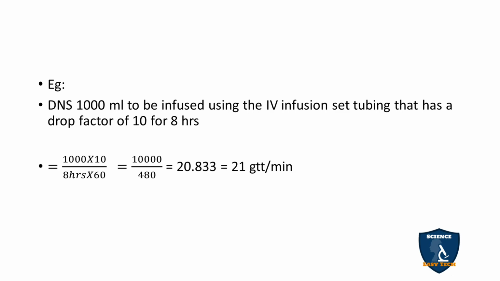Then how much time? They have given 8 hours, so here we have to convert. 8 hours, 8 into 60, is 480 minutes. So 1000 into 10 is equal to 10,000, divided by 8 into 60, that is 480. 10,000 divided by 480 is equal to 20.833, so you have to round it off to 21. So you have to keep 21 drops per minute.